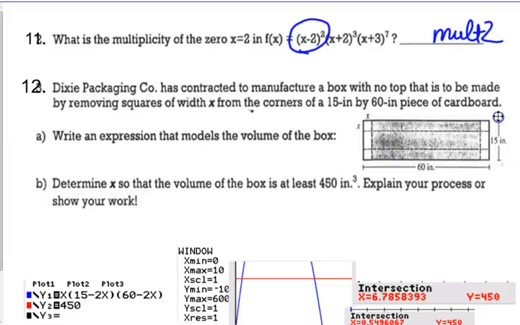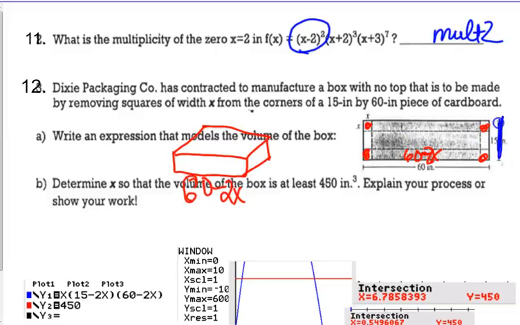If you had a 60 by 15 piece of cardboard and you cut little X by X squares out of the corners right here. Get rid of this corner, this corner, this corner, this corner. They're all X by X. So what used to be 60, we went in X from each corner, so this dimension is now 60 minus 2X. So the long way on the box is 60 minus 2X. This little short dimension used to be 15, but we went in X from each corner, subtracted an X, cut it off. So this way it's 15 minus 2X.